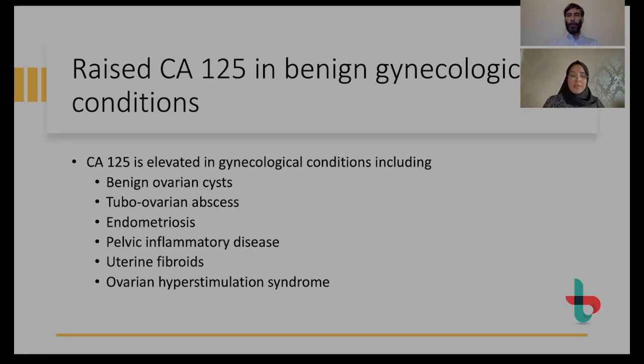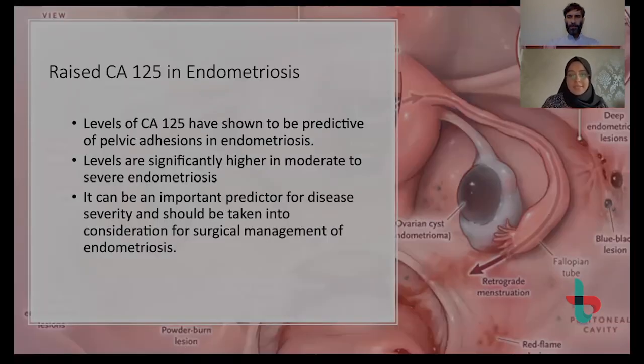Now, if we look in more detail at the context of endometriosis, what we find is that CA125 level is raised in response to pelvic adhesions. So it's a very good predictor for severe endometriosis. And what's been advised is that we should probably start using this very good marker in assessing patients with severe endometriosis for consideration of surgical management.